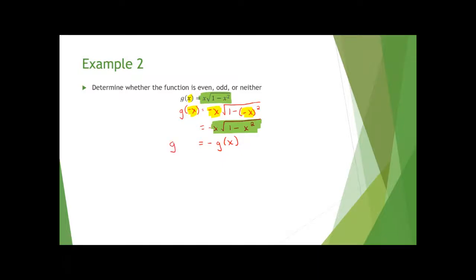So what I have here is g of negative x equals negative g of x. When that happens, that means that this is an odd function. So when you plug in a negative and then you basically get the opposite of what you started with, that's an odd function.